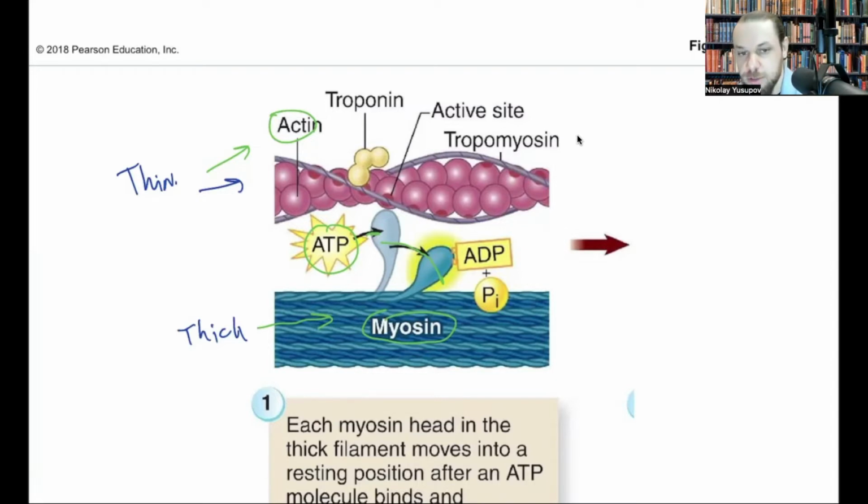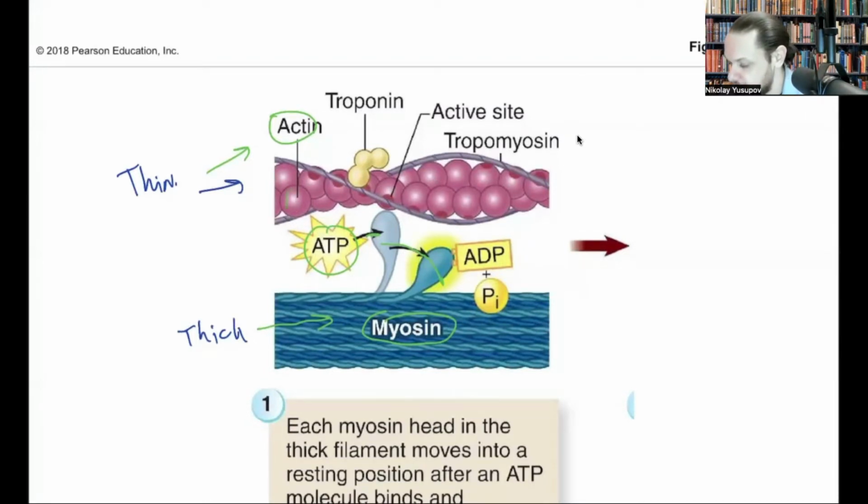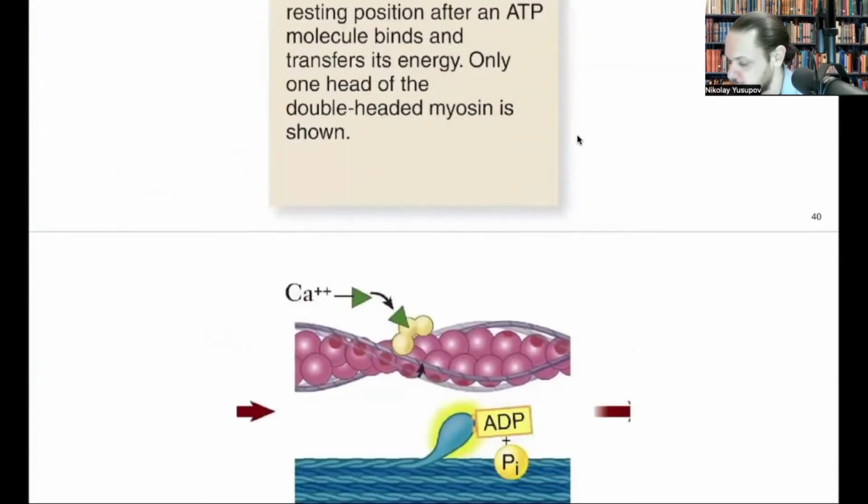Other important points I want to point your attention to: we see the thin filament. It has the actin, where the myosin head binds. It has the troponin, where calcium will bind. And we have the tropomyosin, which surrounds and blocks the actin heads, the active sites. We're going to talk about how this process activates this and how this whole thing occurs. So let's go one by one.